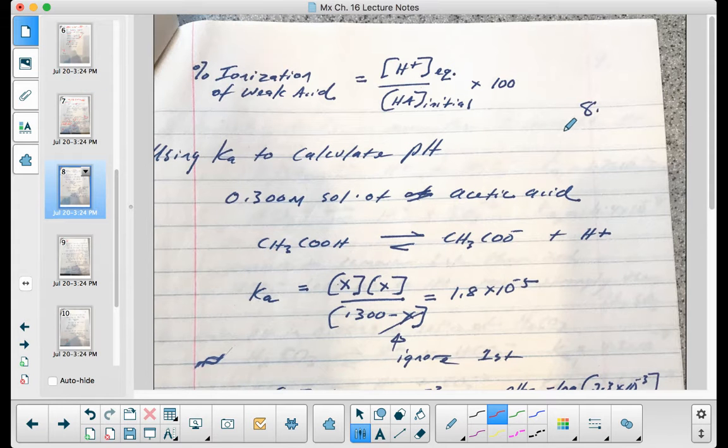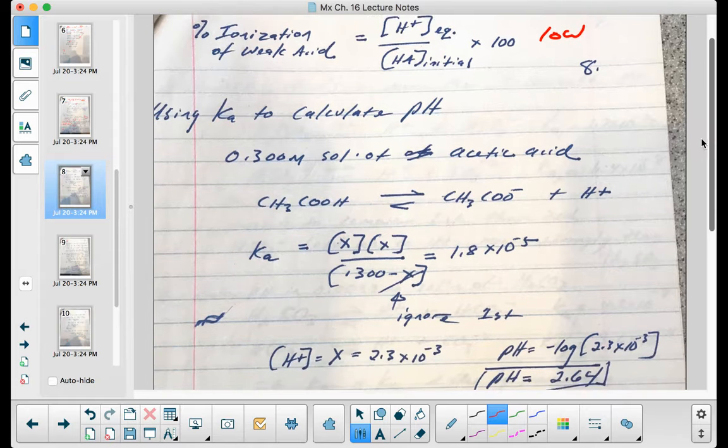Now, I'm going to look at what I mean by percent ionization. So percent ionization is really pretty easy. It's really just how much hydrogen ion you have at equilibrium divided by your initial amount of the molecular form of the acid times 100. That's all it means. The percent ionization for a weak acid is going to be very low.